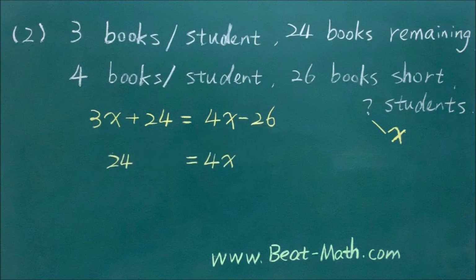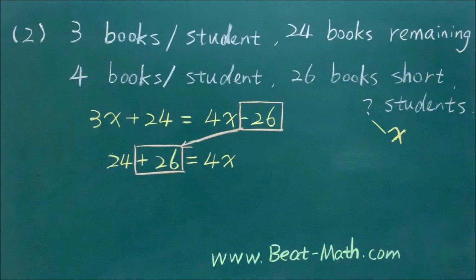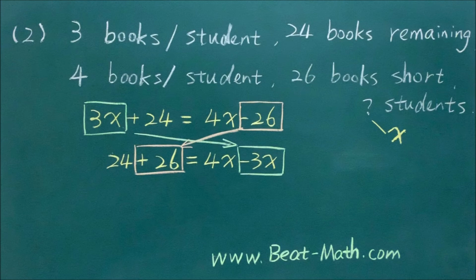Then, solving for x, we collect the x terms on one side and the terms with numbers on the other side and get 24 plus 26 equals 4x minus 3x. So the solution is x equals 50. There are 50 students in the first grade.